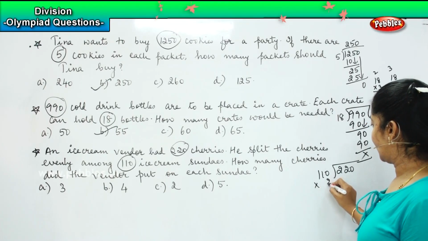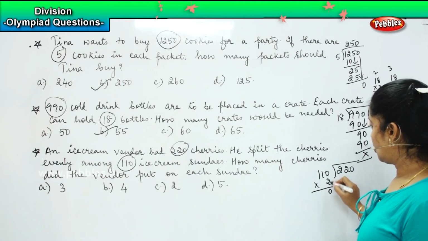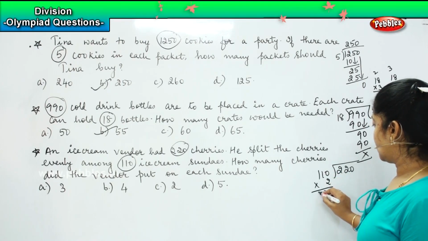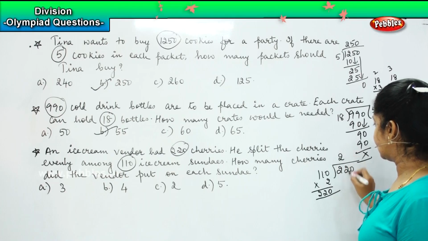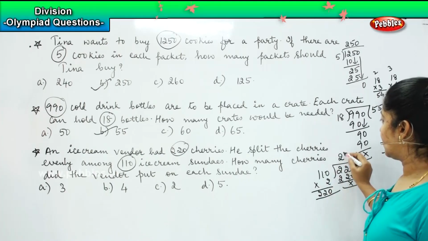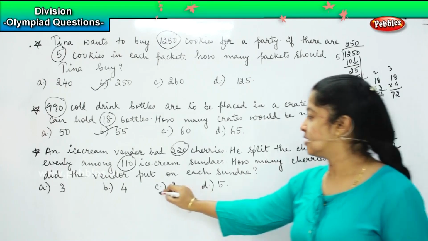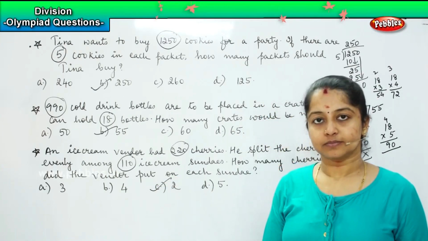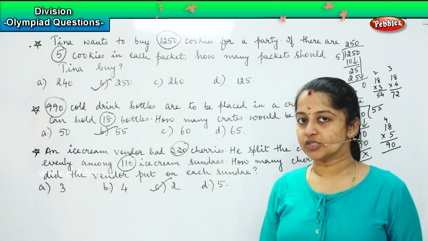Let us just try to multiply and see here. 0 twos are 0, 1 twos are 2, 1 twos are 2. Yes, it is getting exactly divisible 2 times and my answer here is 2. That is option C. Clear? Shall we move to the next one?